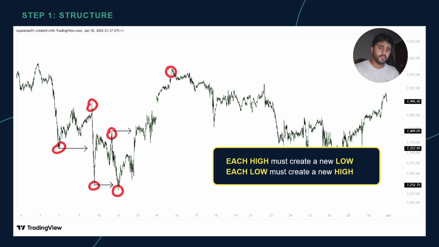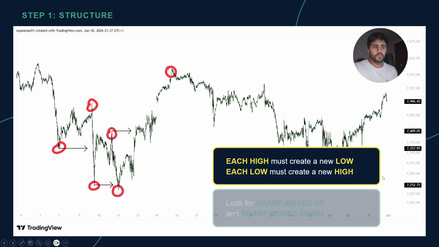I have not marked them out because they are not part of overall market structure. This is very important when it comes to identifying key levels, premium and discount, and the right areas to trade from. So that's rule number 1.